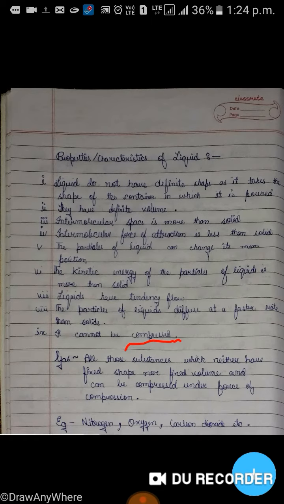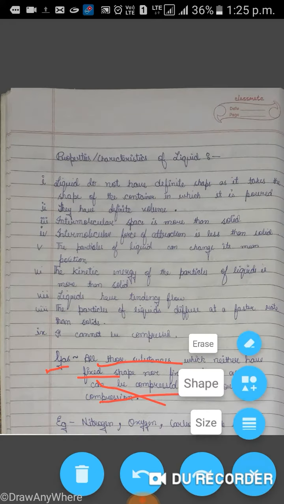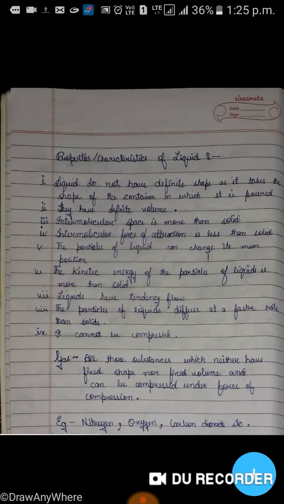It cannot be compressed, which means that the particles of liquid cannot be brought closer to each other through a force of compression. What is gas? All those substances which do not have a fixed shape nor a fixed volume, and can be compressed, which means that their particles can be brought very much closer to each other. Examples are nitrogen, oxygen, carbon dioxide, etc. and all are fluid.